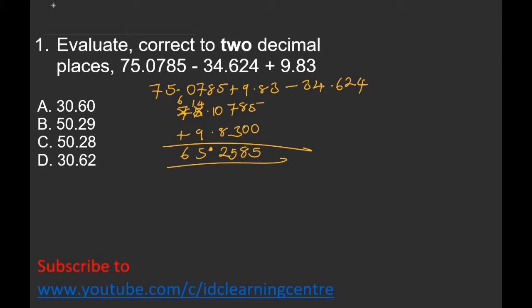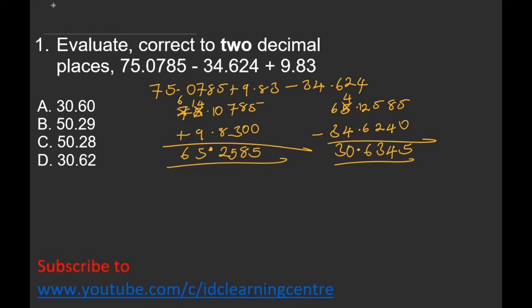Or maybe not. We still have to subtract. So we have 65.2585 minus 34.624. Now 5 minus 0, 8 minus 4, 5 minus 2, 2 minus 6 we borrow. This becomes 12 minus 6 is 6. The decimal, 4 minus 4 is 0, and 6 minus 3 is 3. And now we finally have the correct answer.